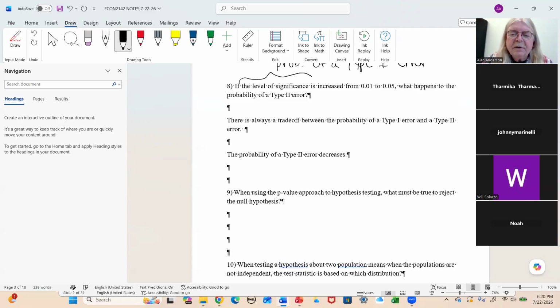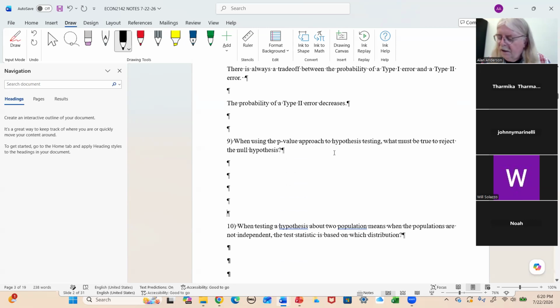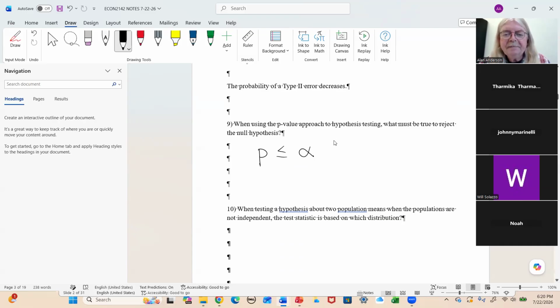9, when using the p-value approach to hypothesis testing, what must be true to reject the null hypothesis? That would be p less than or equal to alpha. Okay.